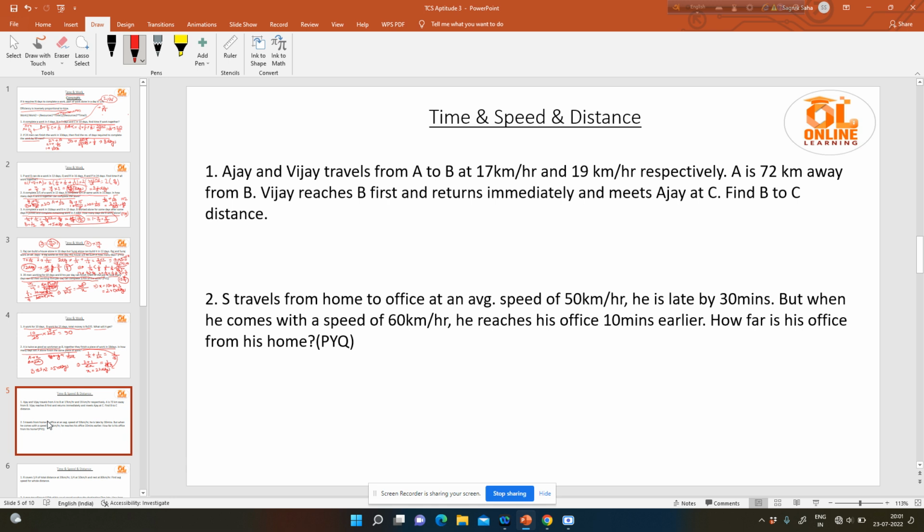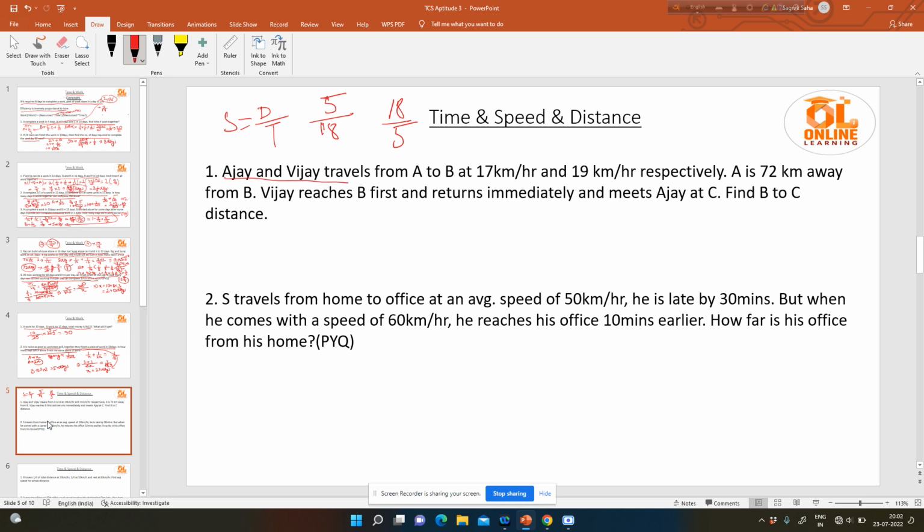Now we are moving to time, speed, and distance. We all know that speed is equal to distance by time, so I am not explaining it. And also we know that to convert kilometer per hour to meter per second, we have to multiply with 5 by 18, and to convert meter per second to kilometer per hour, we have to multiply with 18 by 5, just the opposite. Okay, now let us see the first question.